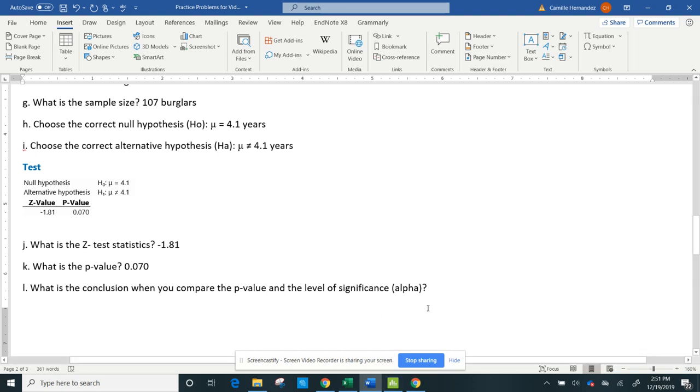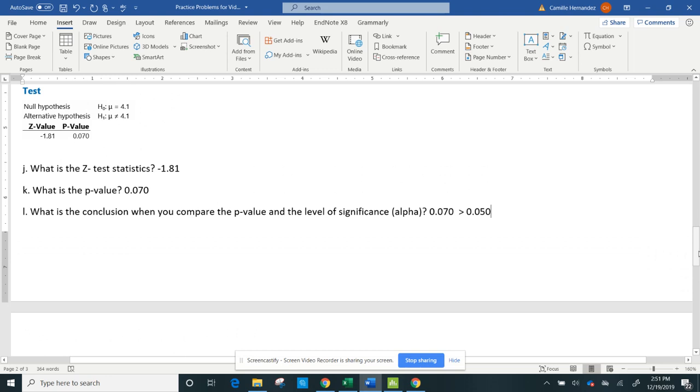Okay, now I got to compare my P value to my level of significance. So 0.070 compared to 0.05. If you're having a hard time with this, just add that extra 0 so that the decimals are the same. So I definitely know that 70 is greater than 5. So I'm going to put this in there, and that means I need to fail to reject the null.